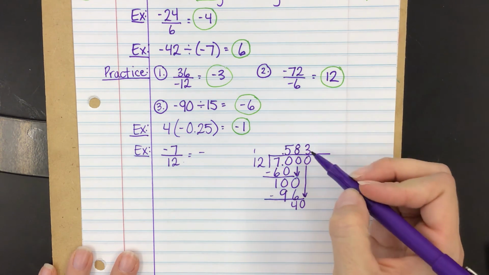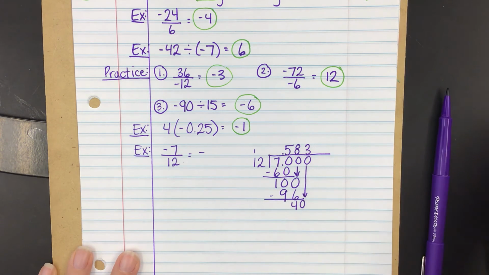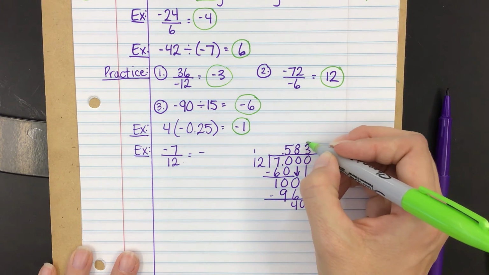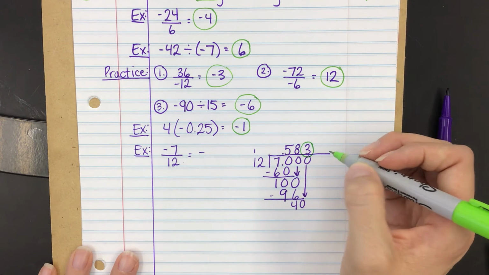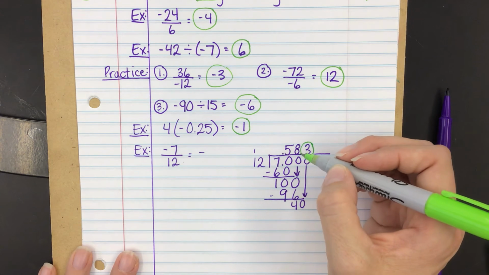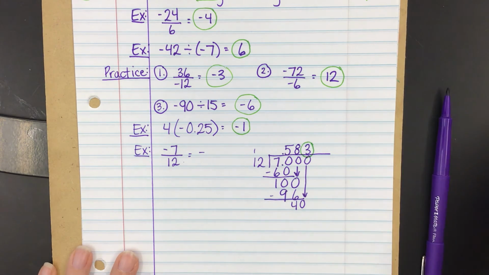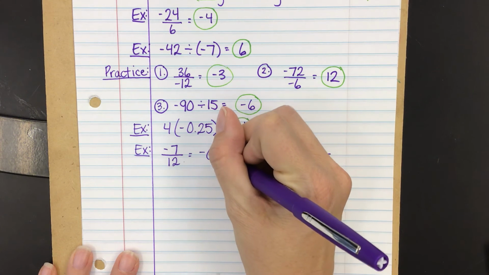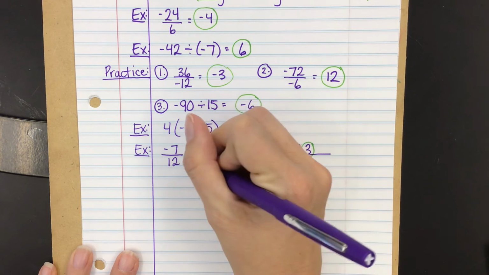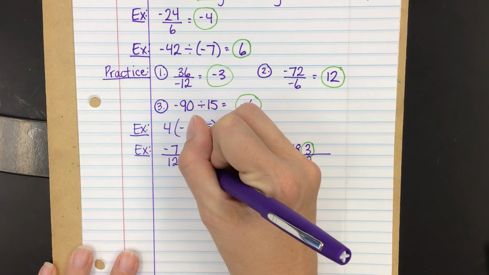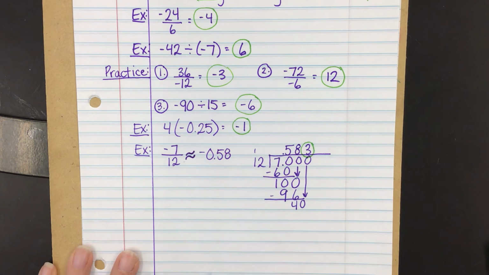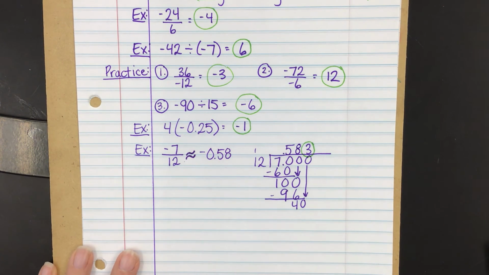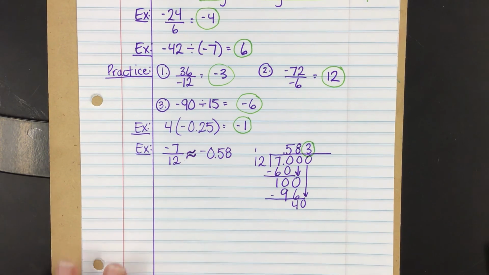Okay, so now I have enough digits so I can round it to the nearest hundredth. So I take a look at this digit right here. Now because this is below 5, I know that that 8 is going to stay the same. So this is going to be negative 0.58. And we're going to use the approximately symbol because we rounded. Approximately is like an equal sign, except it's little squiggles instead of an equal sign.